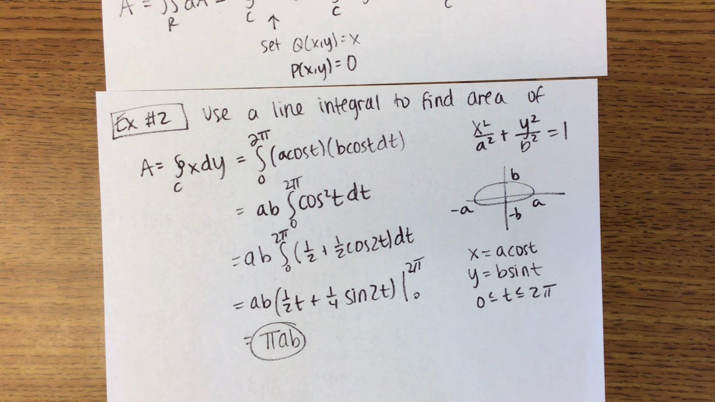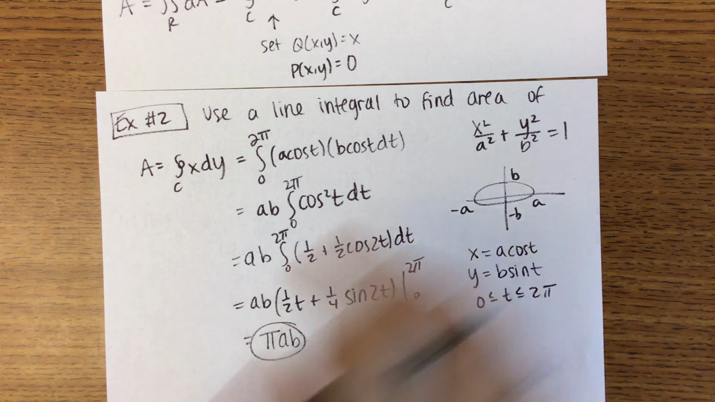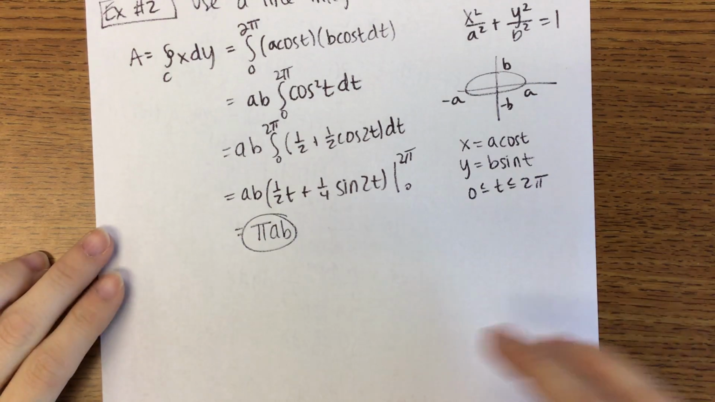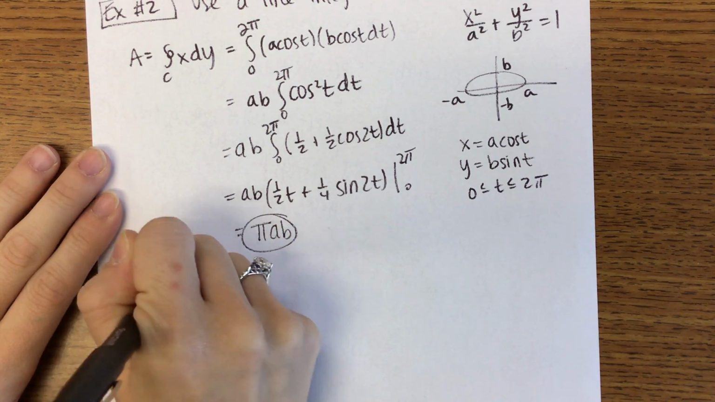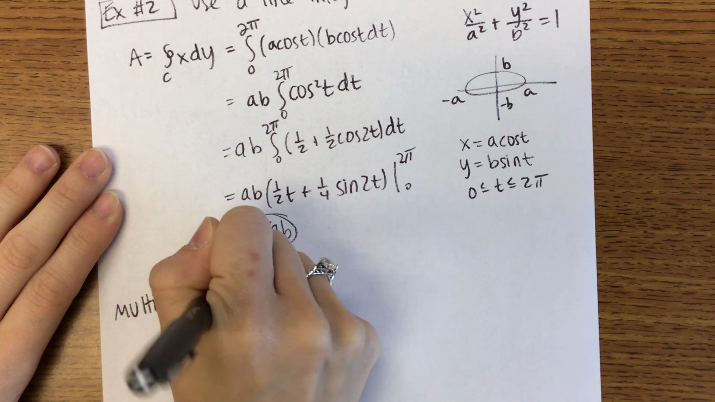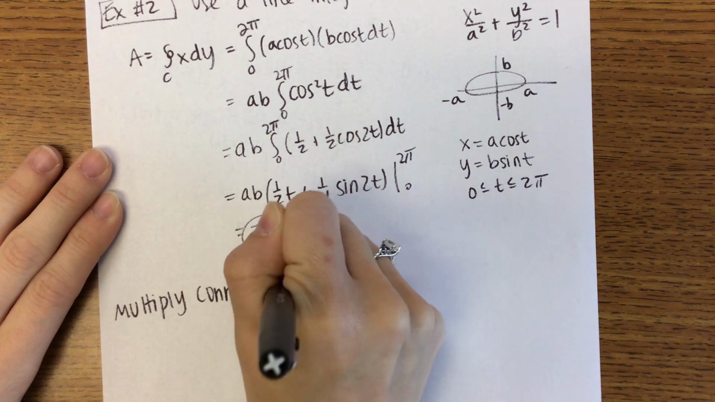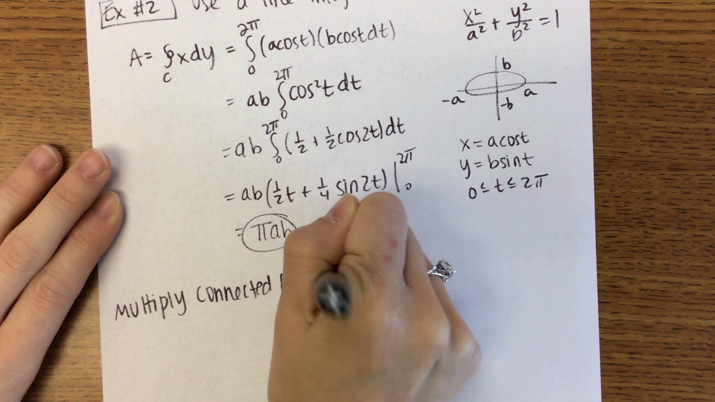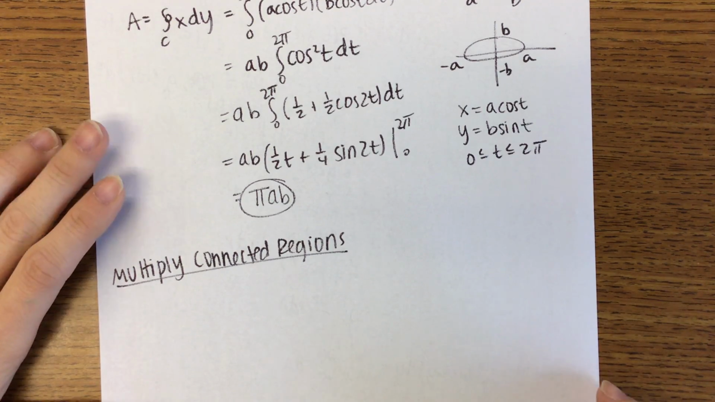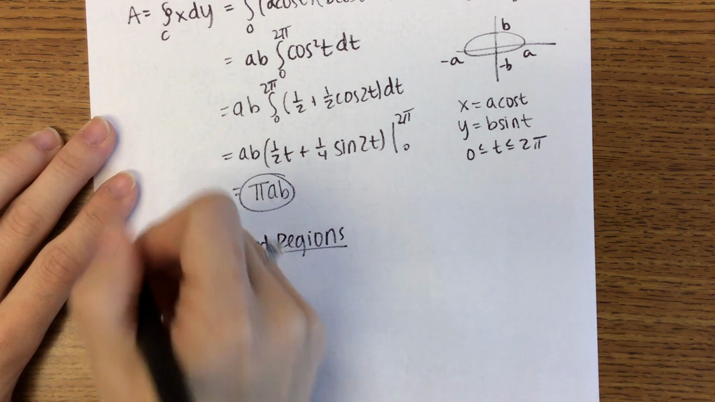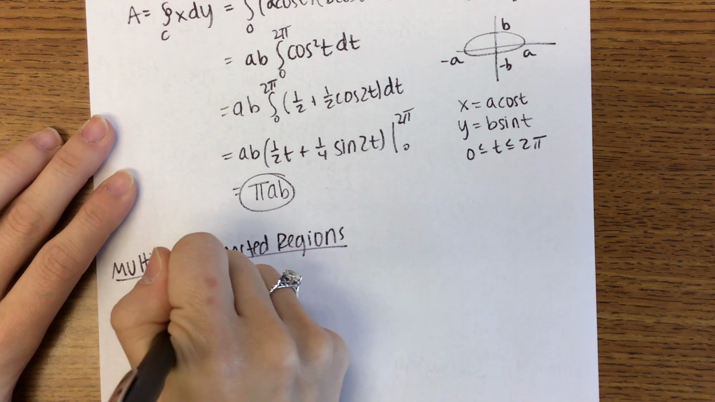Okay, we have two last things to talk about. Any questions so far? Next thing we want to talk about is what happens if we have a multiply connected region. So let's say that you have something like this.